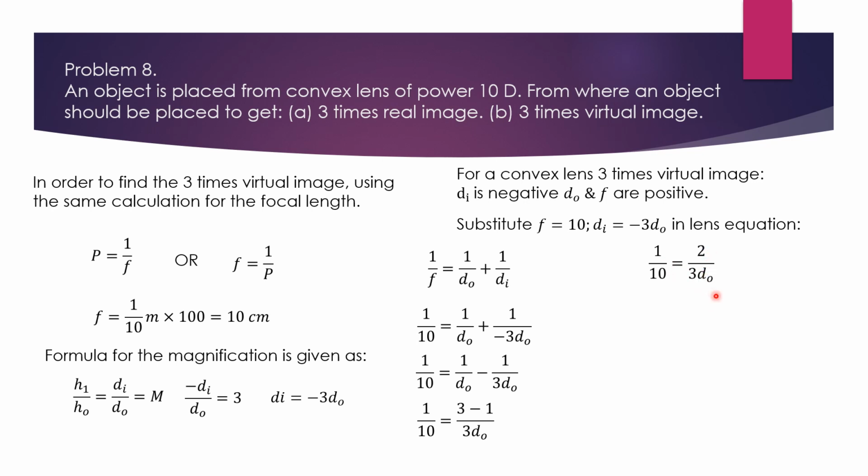Since we need to solve for do, taking do to the left hand side through cross multiplication, and 10 to the right hand side, I am taking only do here, not the 3 where it was. So it becomes do is equal to 2 into 10 over 3, which solves to 6.67 centimeters.